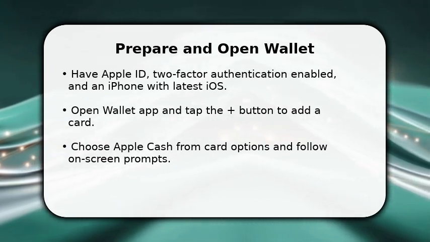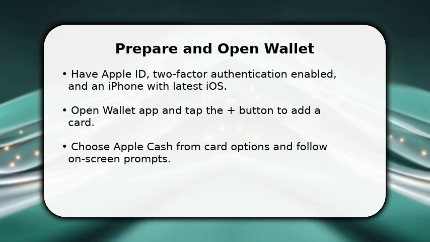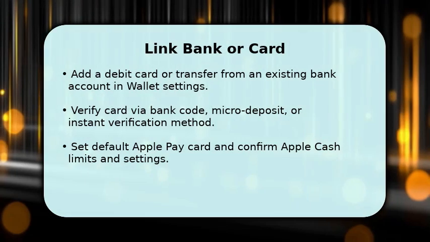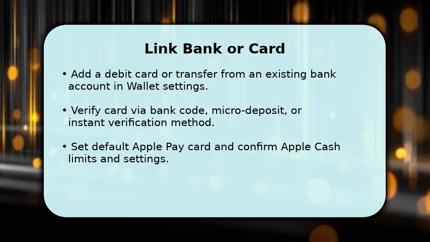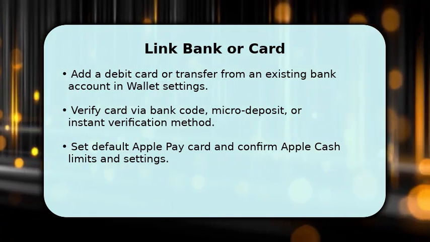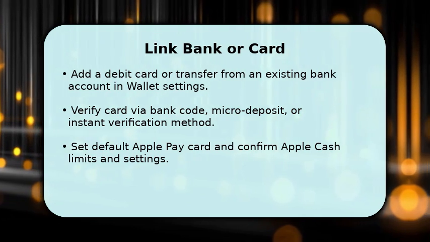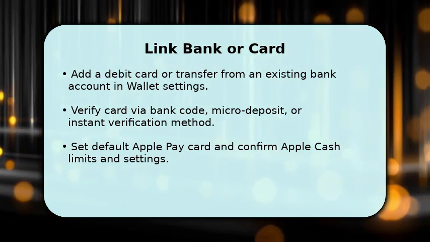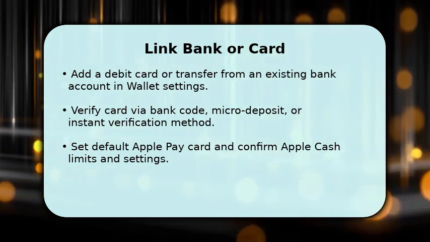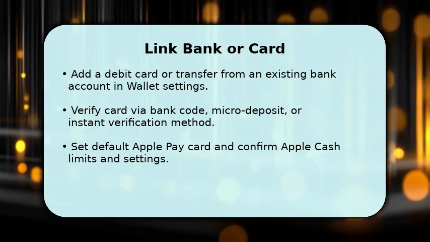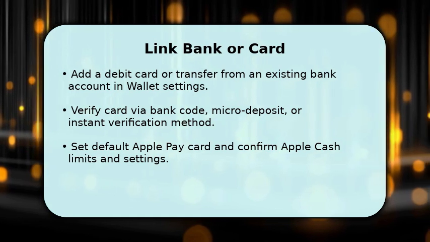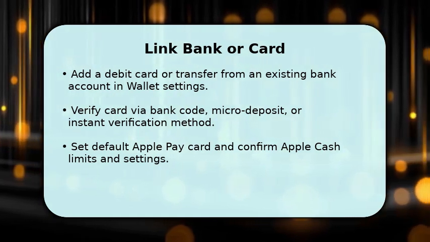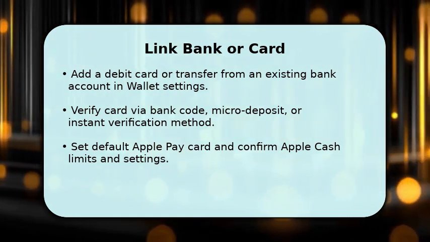Next, link a funding source so you can load and spend Apple Cash. In wallet settings, select Add Card and choose a debit card or link a bank account. Some banks support instant verification while others use micro deposits. Enter any verification codes you receive or confirm small test deposits. Set your default Apple Pay card and check Apple Cash limits and identity verification status. This ensures payments, transfers, and taxes are handled correctly.